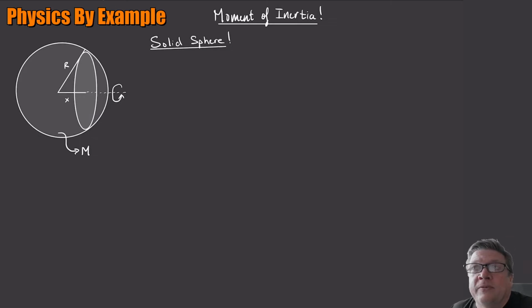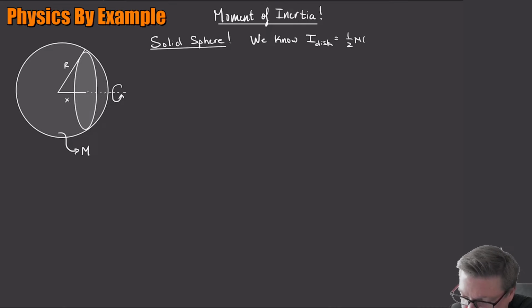We first figured out the moment of inertia of a ring or a hoop, and then we integrated a whole bunch of those to sweep out a disk. Let's use what we've already done. We know the I for a disk is 1/2 mr squared. I know that already. So one way that I can sweep out a solid sphere is to integrate a whole bunch of disks. Since we've already got the result, let's just use it.